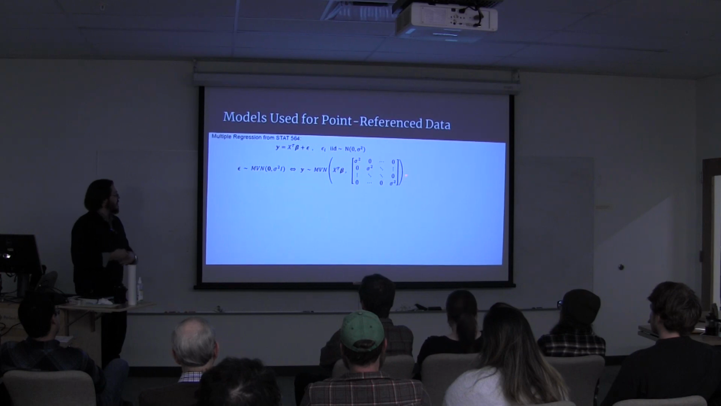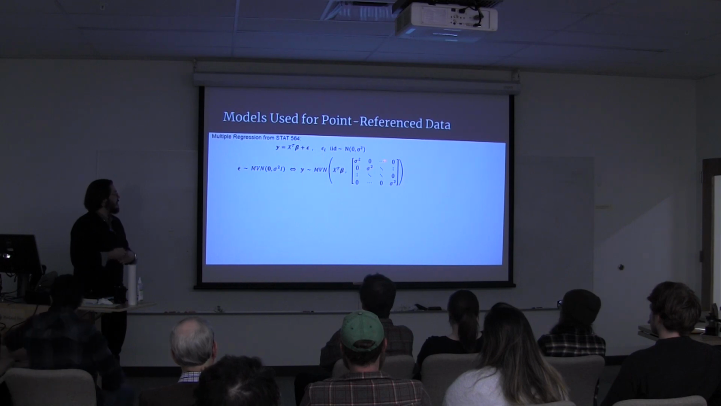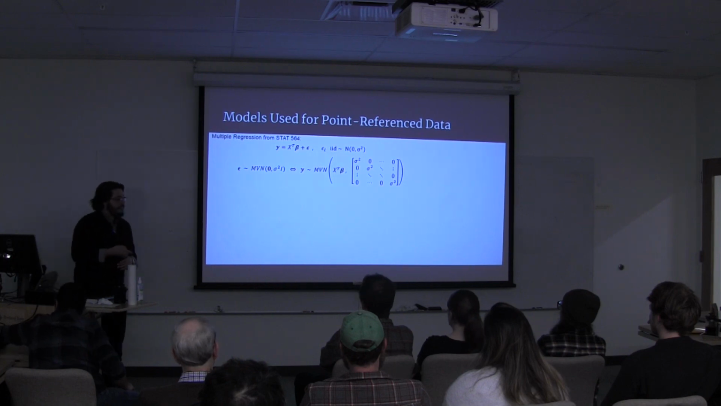So let's take a look at this covariance matrix. We have the diagonals being identical. That is the identical part of the IID. And the fact that the off diagonals are 0, that is the independence coming through.